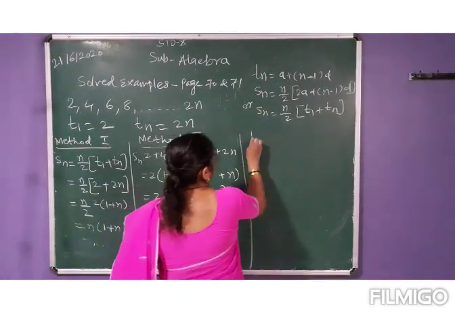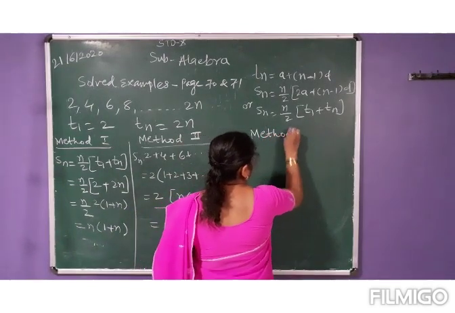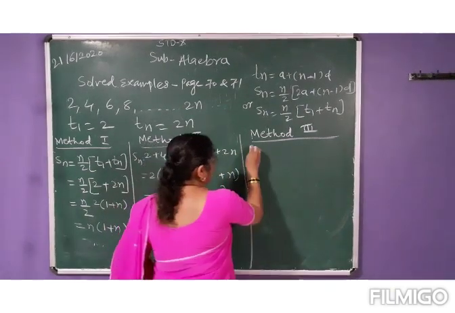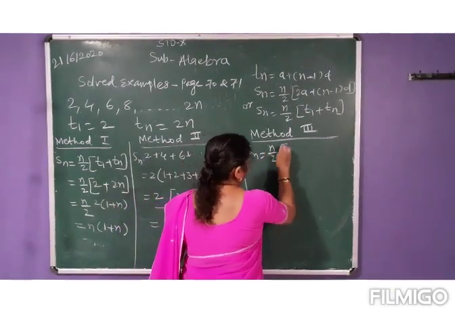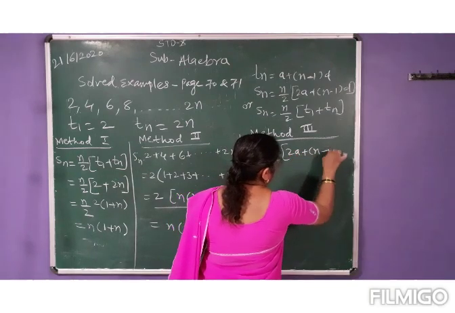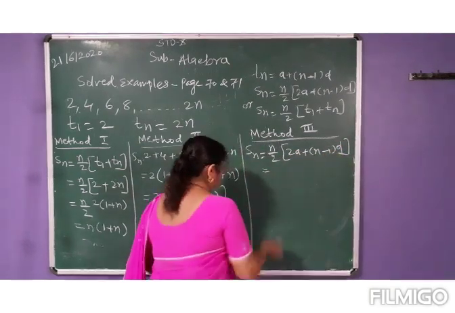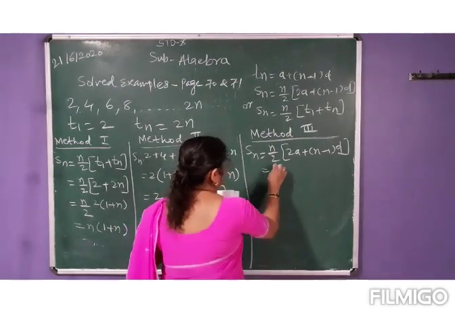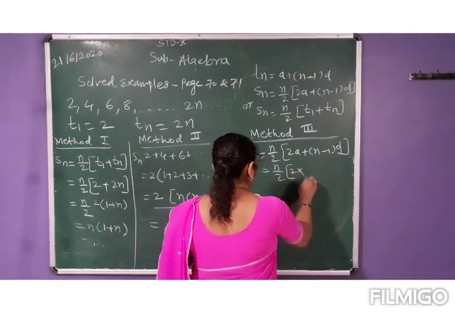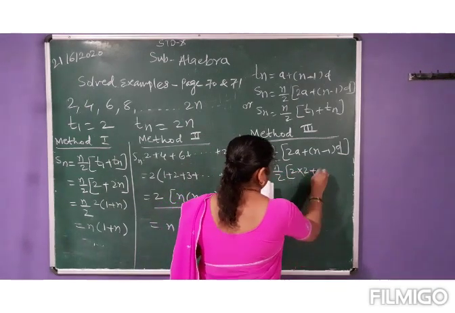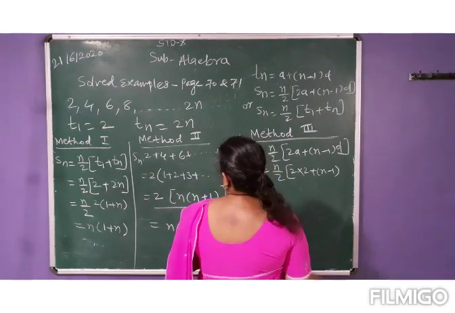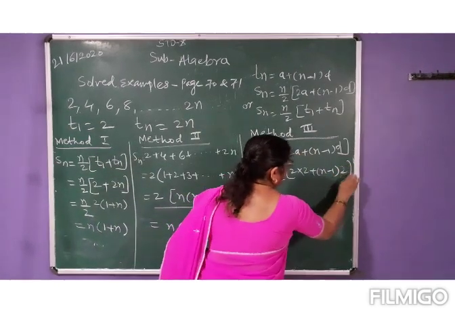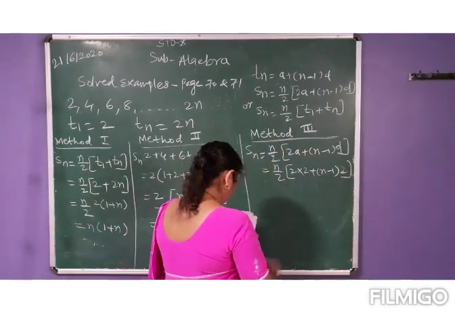Now the third method, where I am going to use the Sn formula. Sn is equal to n upon 2, 2a plus n minus 1 into d. So n is what? n upon 2, as n terms are there, right? n upon 2, 2 into 2 plus n minus 1. Now d, how much will it be? 2, because 4 minus 2 is 2. d also you got as 2.